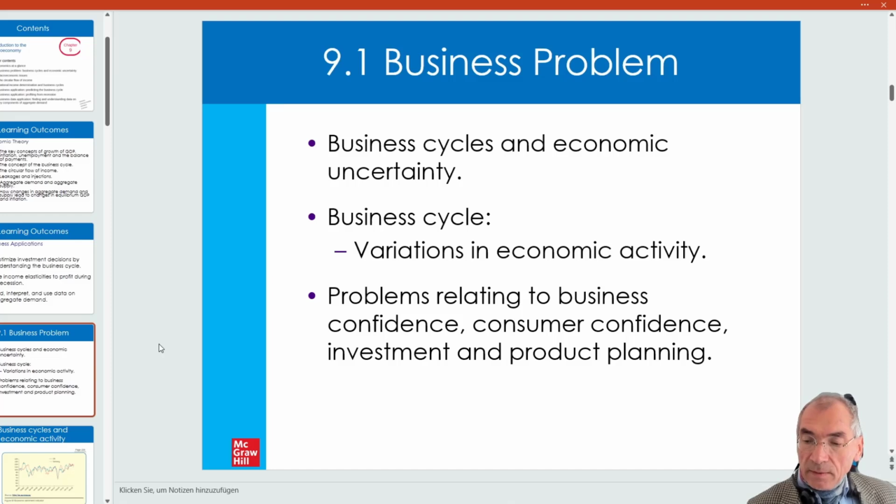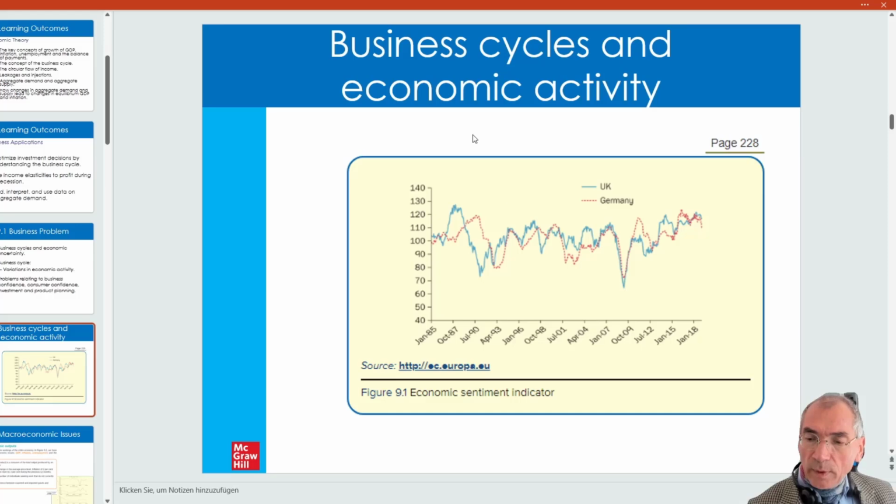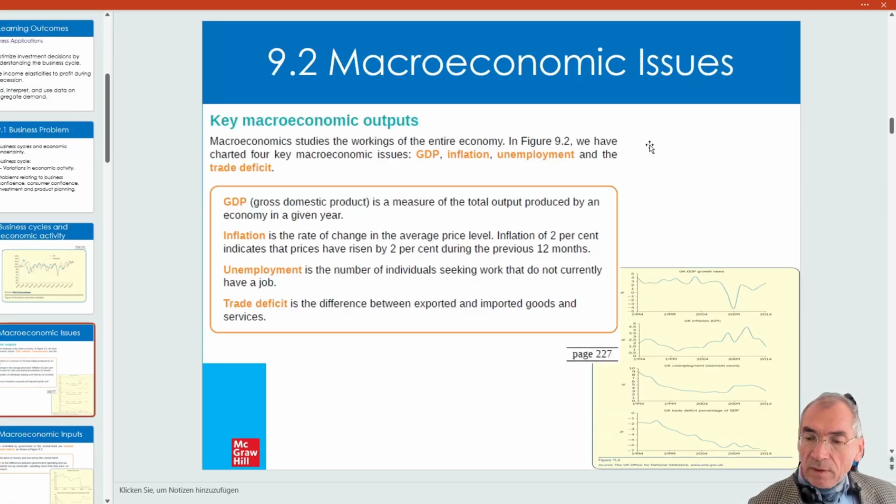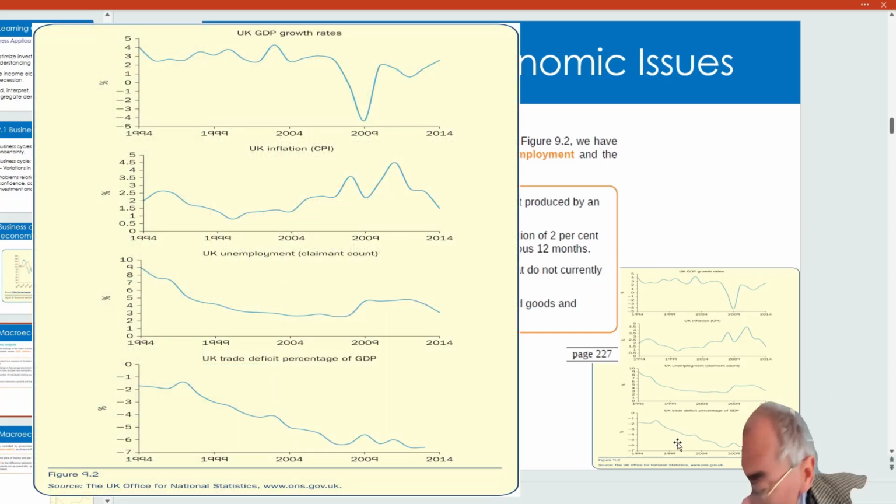Also, the business cycle and the variations in economic activity, uncertainty, and so on are all backgrounds of macroeconomic activity. So our book starts in chapter 9 with an overview over what happens, the business cycle, and introduces the macroeconomic issues. You can see here the key macroeconomic outputs, again, GDP, inflation, unemployment, and the balance of payments, or the trade surplus or deficit, and how they develop over time. You see here this figure 9.2, if I can read it correctly.